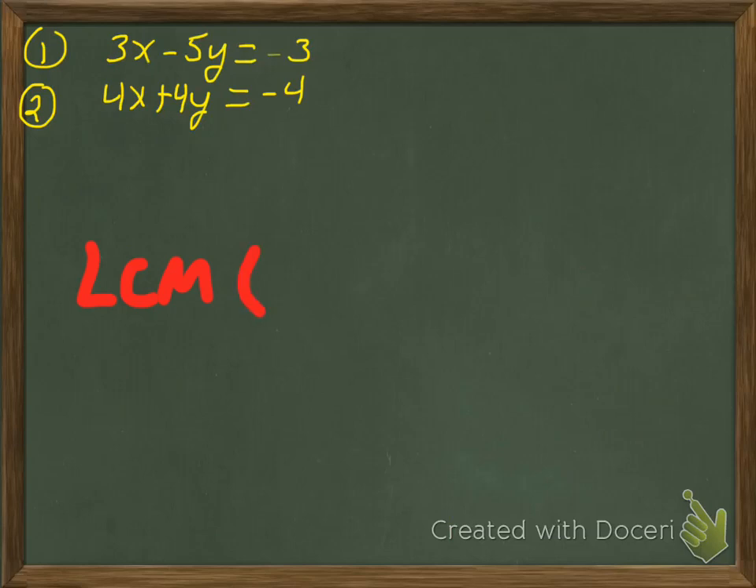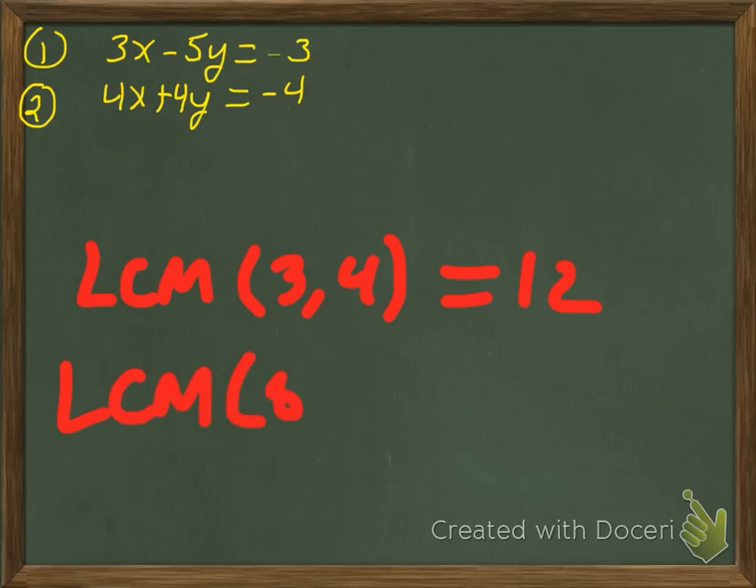So the LCM of the x's, 3 and 4, is 12. The LCM of the y's, 5 and 4, that's 20. So these are things I have to consider. Do I want to make the y's look the same or the x's look the same? Now the y's already differ by a sign. One's negative and one's positive. So all I would have to do is make the top equation have a 20y and the bottom equation have a 20y, and then, because they're opposite signs, they would cancel out.